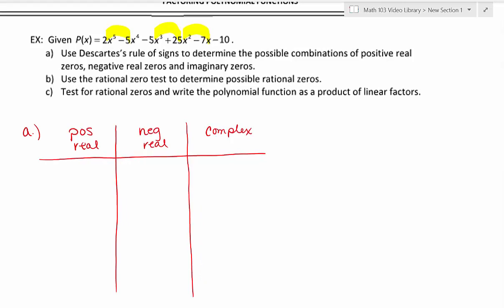Our first option for positive real zeros is 3. Descartes' rule of signs tells us it's either equal to the number of sign variations in p of x or less than that by a multiple of 2. If I subtract 2 from 3, I get 1. 1 is a good number for a quantity. We just want to avoid negatives. So 1 is my second option. Subtracting 2 again, I get negative 1. Negative 1 is not a quantity that makes sense. So we have two options, either 3 positive real zeros or 1 positive real zero.